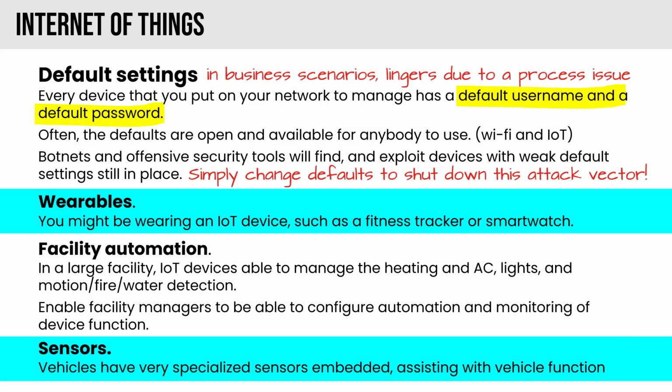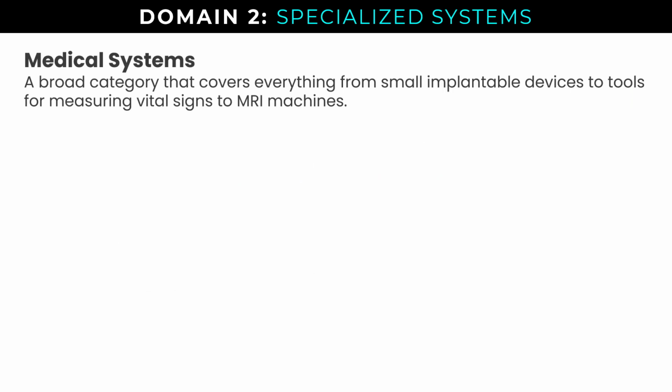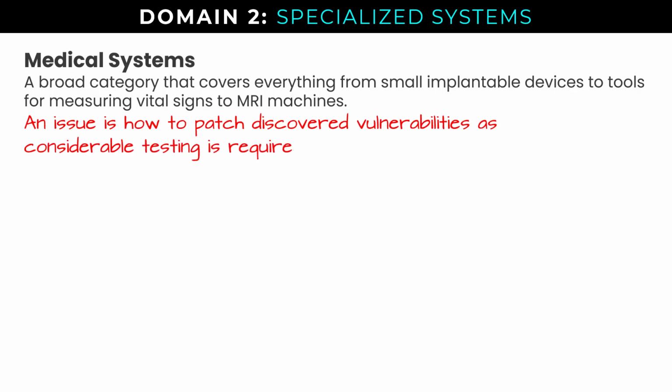Sensors come up as well. Vehicles are an example of systems with specialized sensors embedded assisting with vehicle function. But let's unpack that specialized category. Medical systems are a broad category that cover everything from small implantable devices to tools for measuring vital signs to MRI machines. An issue is how to patch the discovered vulnerabilities in these systems, because even if they're patchable, there's considerable testing required to ensure human safety.